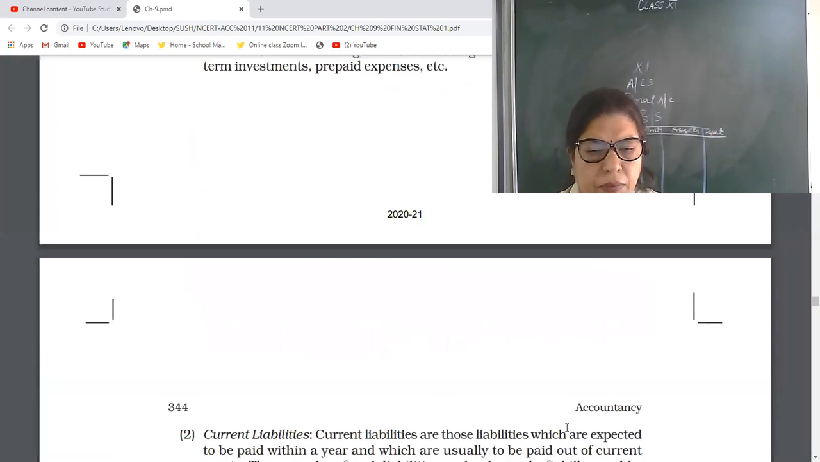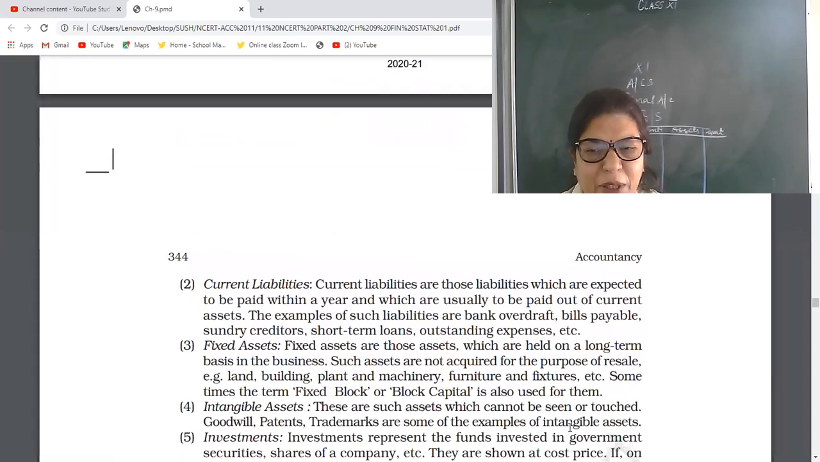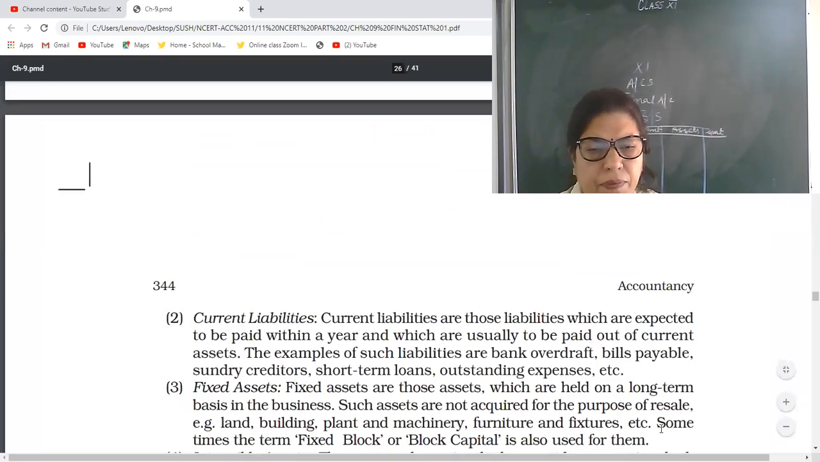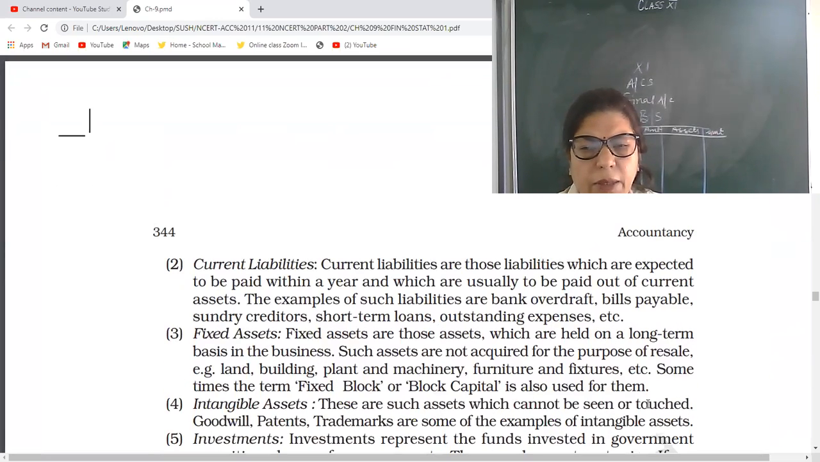Now see, next is current liability, just opposite of current asset. Current liabilities are those liabilities which are expected to be paid within a year, within 1 year. Opposite of current asset is current liability, which are expected to be paid within a year, which are usually to be paid out of current asset.